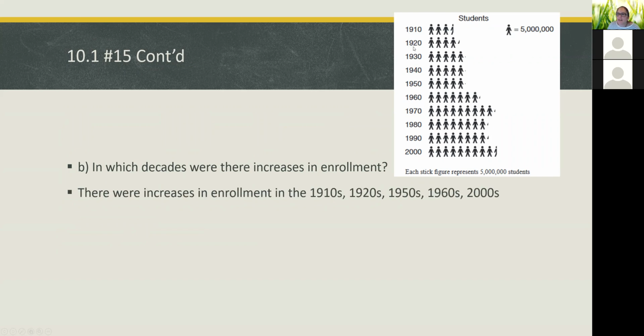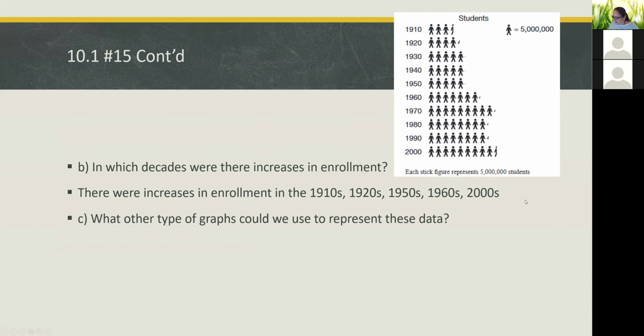And then from 1920 to 1930, so over the decade, the 1920s. And then there's an increase when we go from 1950 to 1960, so in the 1950s. And then there's an increase from 1960 to 1970, so in the 1960s. And then there's another increase from 1990 to 2000. So, sorry, I should say in the 1990s. That one should say in the 1990s.